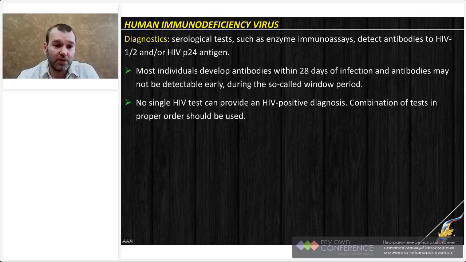We have multiple serological tests, such as ELISA. We have nowadays immunochromatography tests, rapid tests, and they can be targeted to identify antibodies to the virus or antigen of the virus, depending on the stage and type of the test.